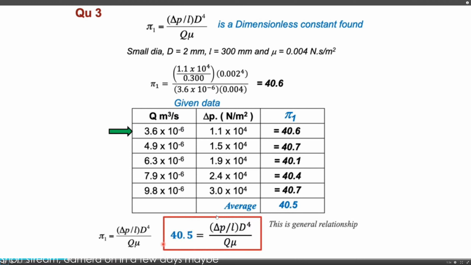So this is the general relationship. What it means is that by measuring the pressure drop between 2 points, the flow rate can be predicted. So look at the system. If you have a pipe diameter of 2 millimeter, and you have a pressure measurement across that pipe, 300 mm apart, and the fluid that you're using has a fixed viscosity of 0.004 Newton second per meter squared, then by simply measuring the pressure drop, you can predict the flow rate. Now, how is that possible? Let us take a look at it.